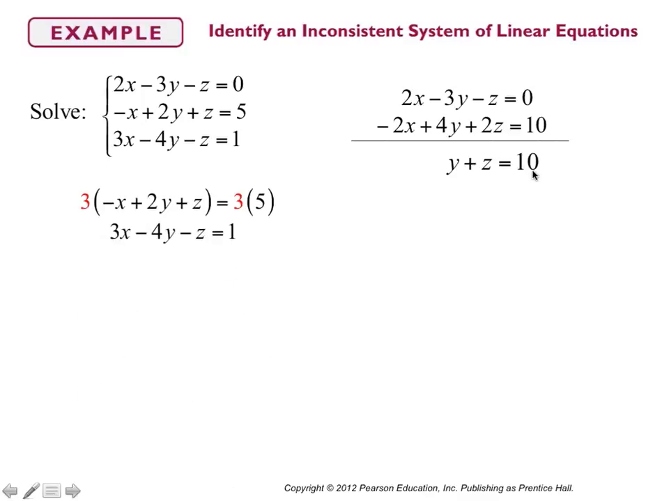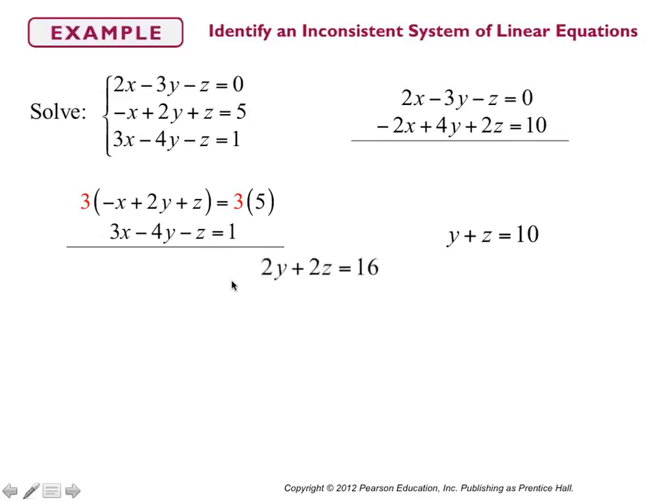And then what we're going to do next, this would be one of our starred equations, is take the second equation and multiply everything by 3 because then it will cancel with the third equation. So we have 3 times negative x plus 2y plus z equals 3 times 5. And then we have our third equation of 3x minus 4y minus z equals 1. We distribute the 3 through and add them together. So we should get 2y plus 2z equals 16.